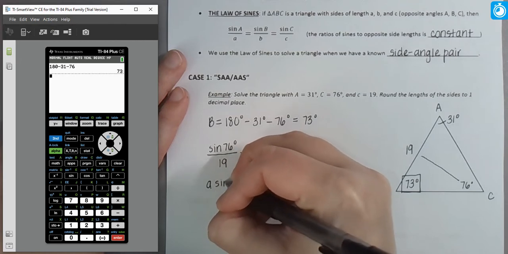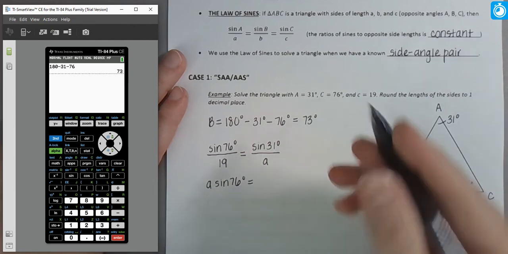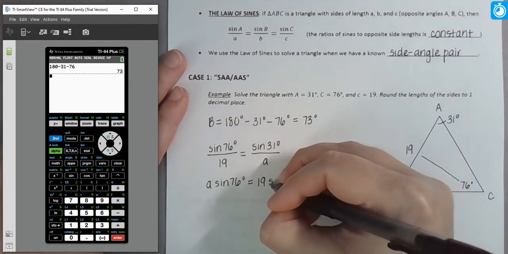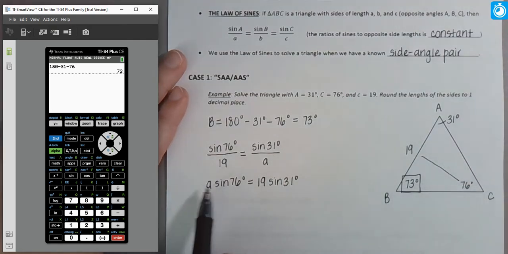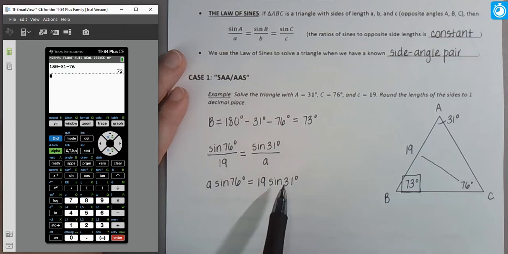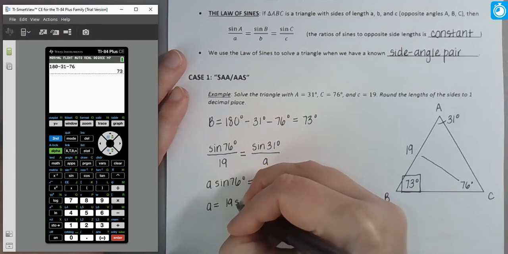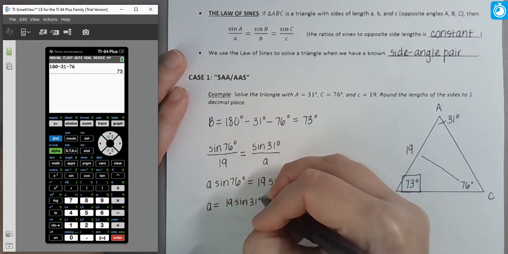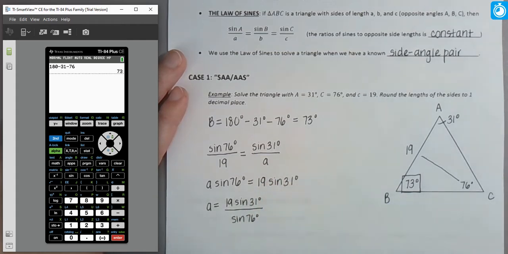So A times the sine of 76 degrees. And then I'm going to do the same thing for 19, move it over. So 19 times the sine of 31 degrees. And then A, again, we want to isolate that, so I'm going to divide by the sine of 76 degrees, move that over, and that isolates my A. So A is equal to 19 times the sine of 31 degrees divided by the sine of 76 degrees. Whatever that happens to be, sine of 31 is a number, sine of 76 is a number, so all of this is just a number.